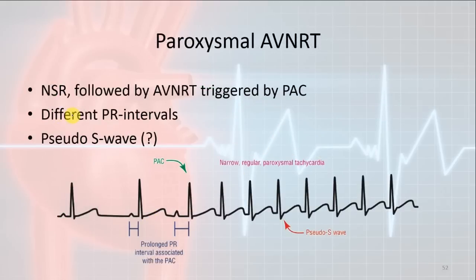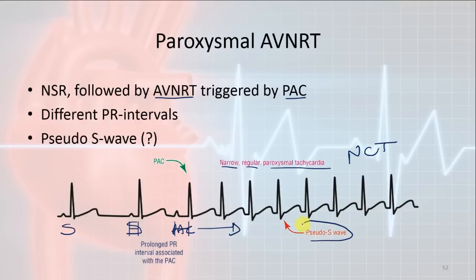In this example here, this is a normal sinus rhythm followed by an AV nodal reentry tachycardia triggered by that PAC. So we have our sinus beat, we have a sinus beat, we have a PAC that triggered this to go into this narrow regular paroxysmal tachycardia, or we call it narrow complex tach. One thing I want to point out is it says here that this is a pseudo S-wave. How do I know that's a pseudo S-wave?